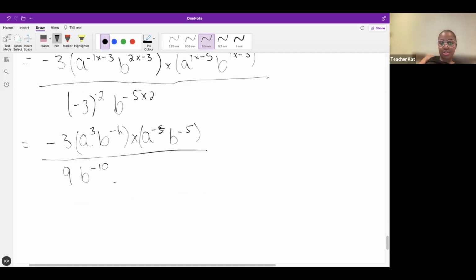Now the denominator has nothing really to do from here on. Let's work in my numerator. The number is alone, so I'm just going to write -3 here. But we do have two bases, which are a and b. Okay, a, if we are multiplying, we add my exponents. So it's going to be a to the power of 3 plus -5 and b to the power of -6 plus -5. What are these positive negatives going to be?